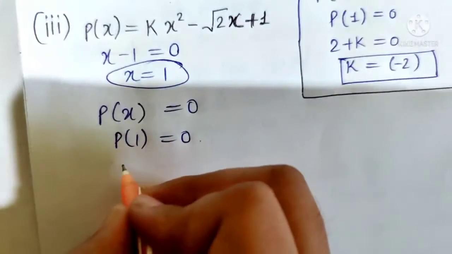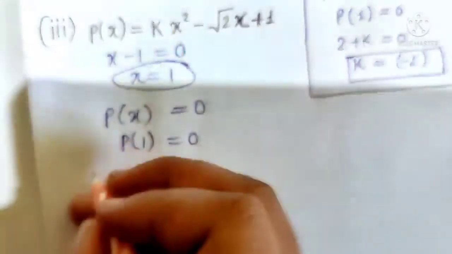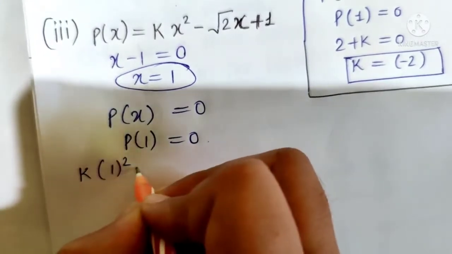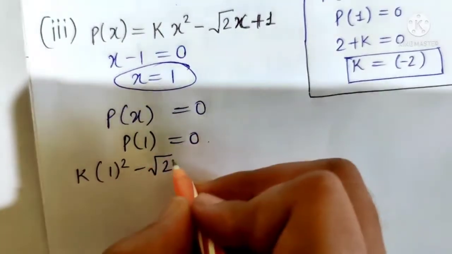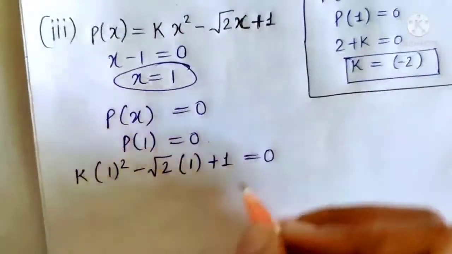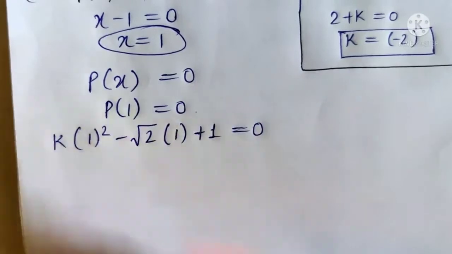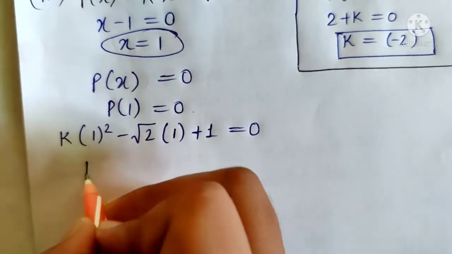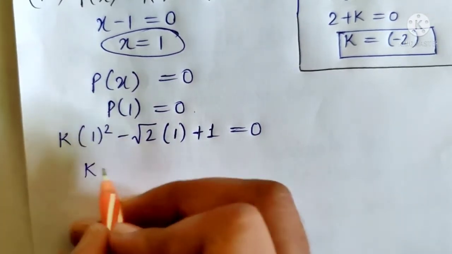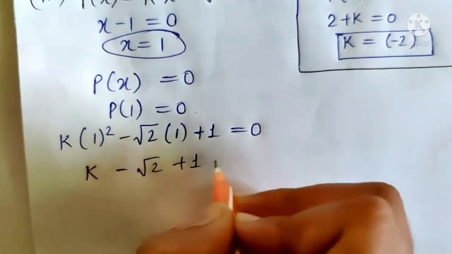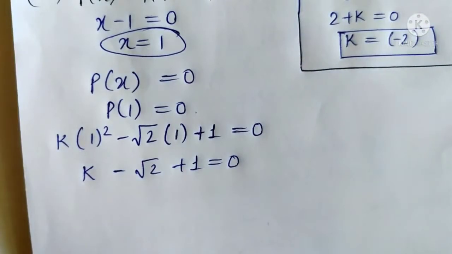And what is the value of p(1)? Just put this value in kx square minus root 2 x plus 1. So k times 1 square, minus root 2 times 1, plus 1 equals 0. What value will come? k multiplied by 1 square is just k. Minus root 2 times 1 is root 2 only. And plus 1 equals 0.